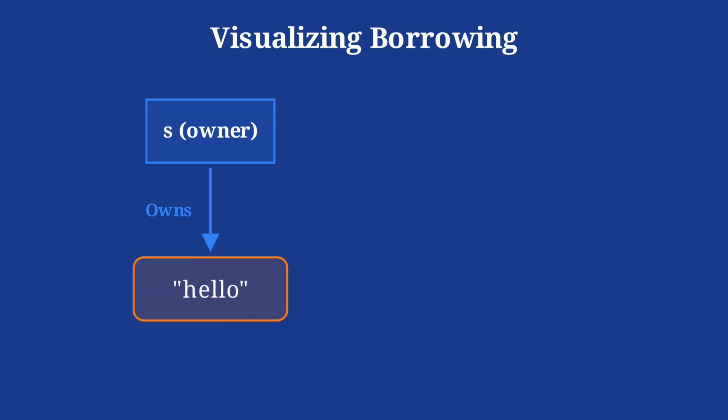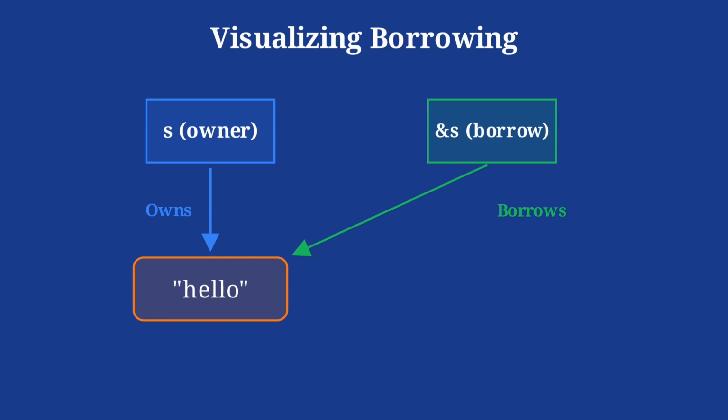Let's visualize what's happening in memory. Here's our owner variable sitting on the stack. It owns the string data on the heap. There's a clear ownership arrow connecting them. Now, we create a reference, a borrow. This new variable also points to the same data, but notice something important. The original owner still owns the data. The borrow is just visiting. Both can access the data at the same time because the borrow doesn't take ownership away. This is the core idea of borrowing. Multiple parts of your code can look at the same data without fighting over who owns it.